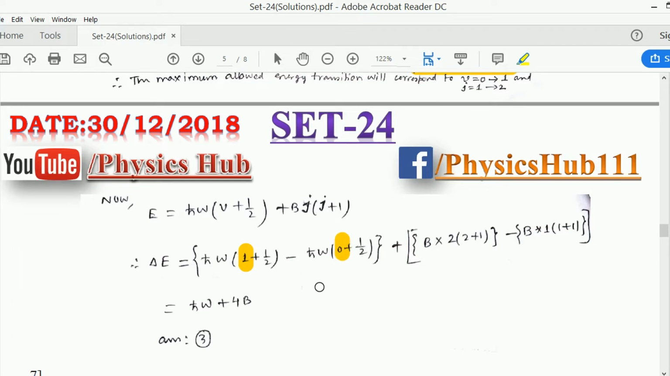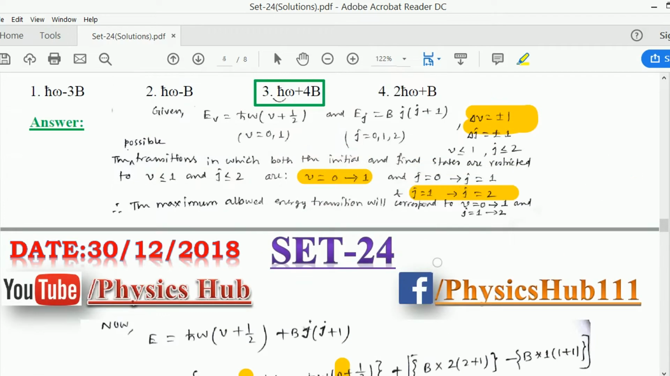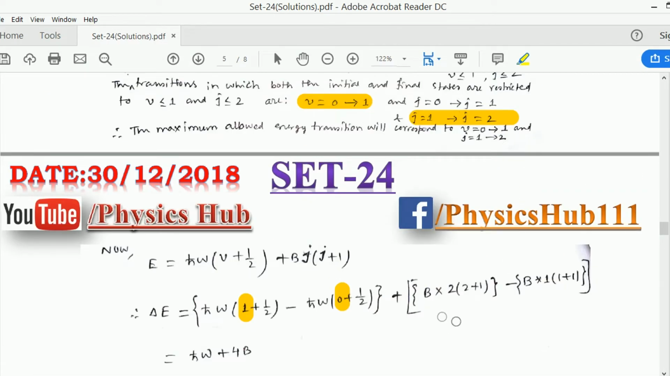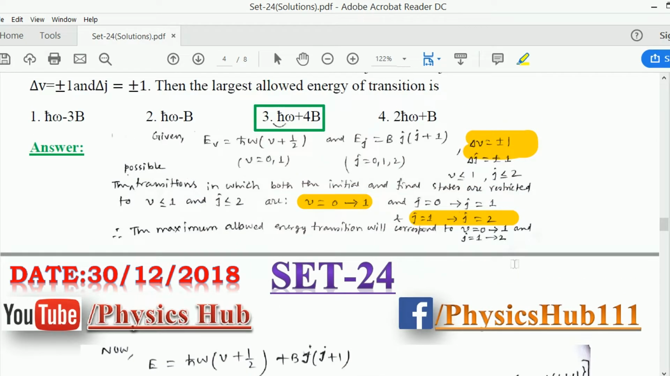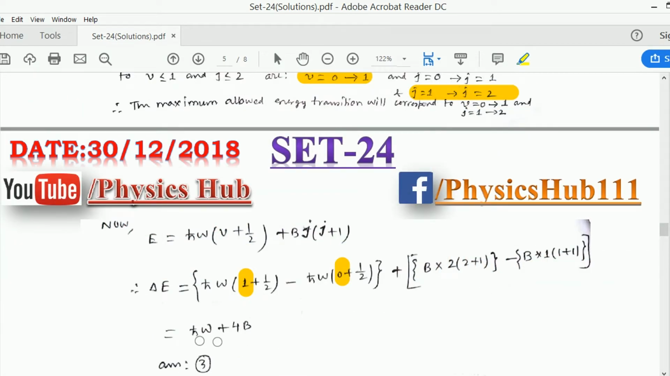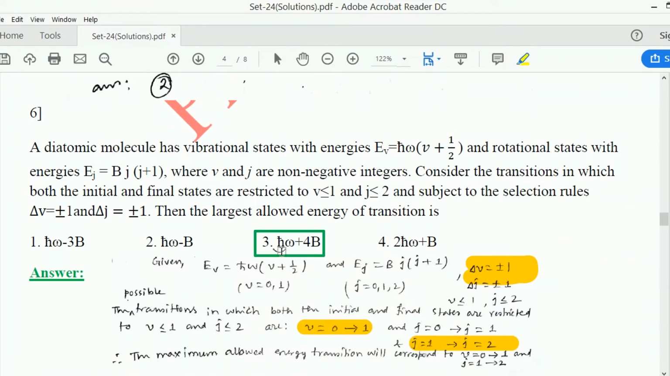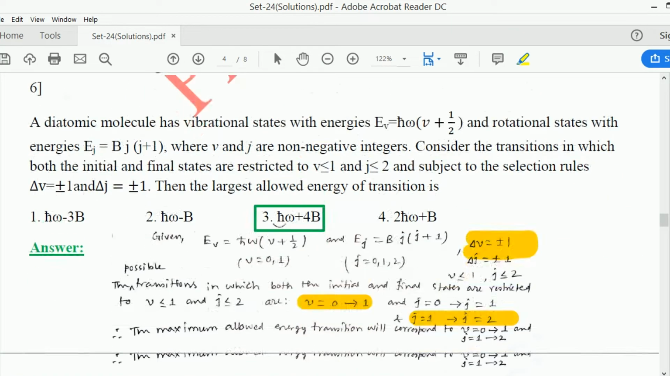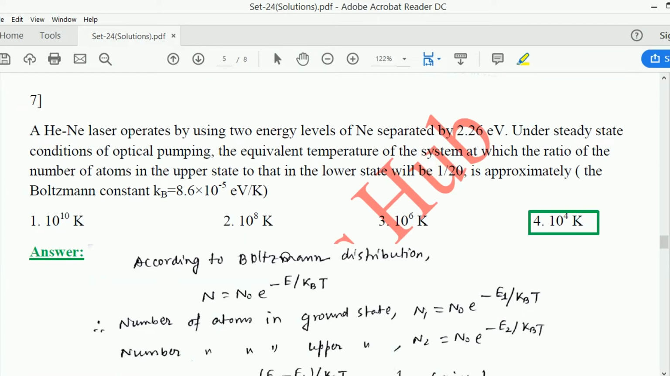So this is for vibrational things, and for the rotational thing we have to put j equals to 2 first, so b into 2 into 2 plus 1 minus b into 1 into 1 plus 1, because this 1 is here. By doing that we will get h cut omega plus 4b, and it is matching with option 3. So option 3 is the correct option. Moving on to question number 7.